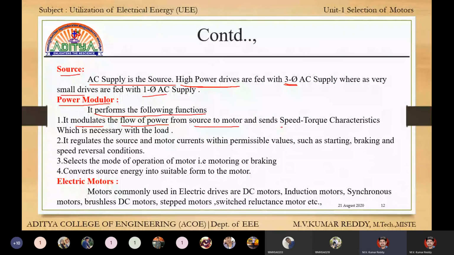And this is one of the important points, speed torque characteristics. For maintaining the best speed torque characteristics, whatever power is required, that much power is given to the motor. This power is given by the power modulator. Next, it regulates the source and motor currents within the permissible values.